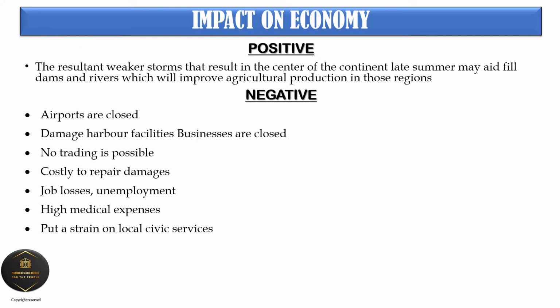On the economy, remember, a positive is that when we have weaker storms, the result is that at the center of the continent in late summer, these systems may aid to fill dams and rivers, which will enable agriculture in those regions. So that's a positive. And you see that the positive has been recurrent, really, because it may be applied to the economy, to humans, and the environment. Now, on the economy, remember, we know that airports will be closed because planes can't fly because of the devastating conditions.